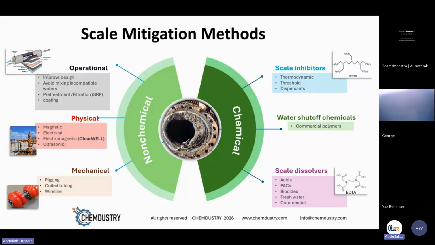And each type of scale will require its own type of dissolver. The other type is the non-chemical methods, and these can include operational methods, which rely on the idea of avoiding scale formation by improving the system design, avoiding mixing incompatible waters, using filters to remove sulfate from the system, or using internal coating.